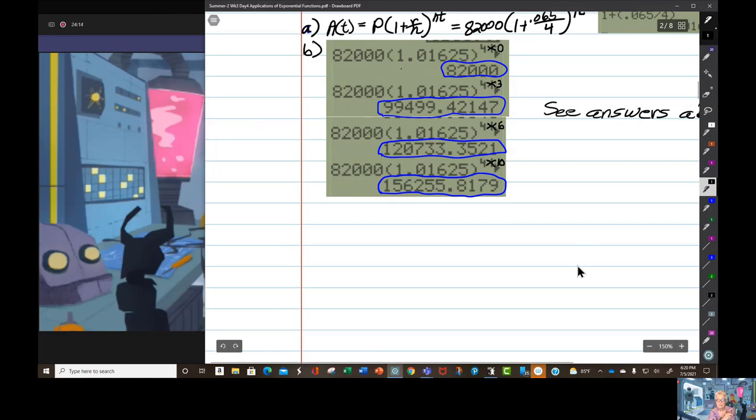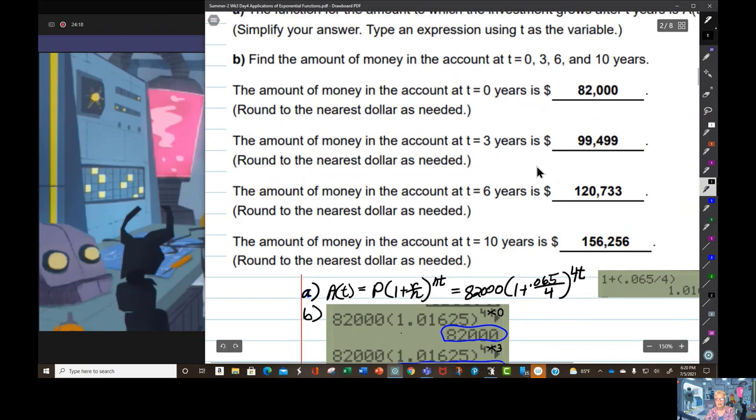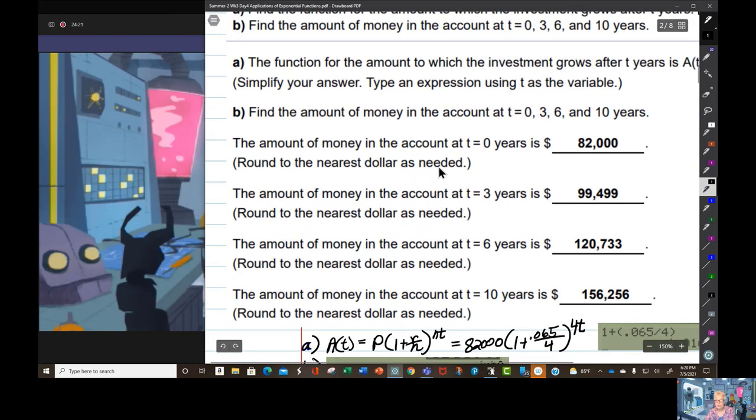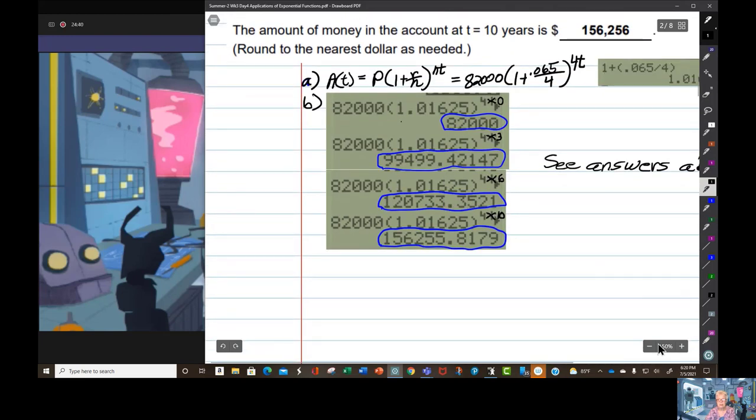Now we have to round. All these instructions here, which are usually in blue on MyMathLab, say round to the nearest dollar as needed. All of them say this, round to the nearest dollar. Well, this is already rounded to the nearest dollar, the first one, 82,000. But here, 99499.42147. To round to the nearest dollar, the whole number of dollars here is 99499.